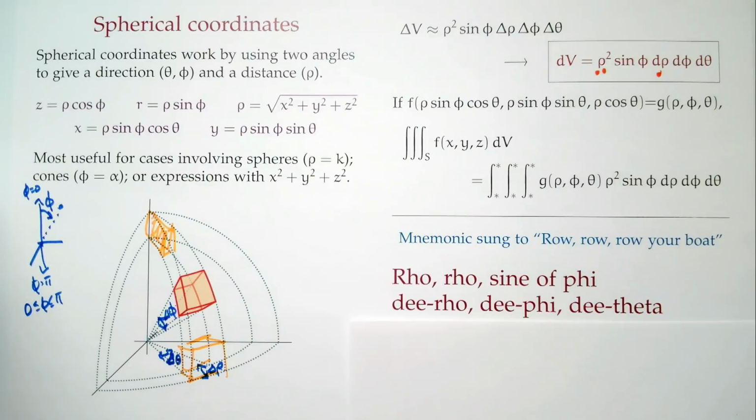So let's go. Rho, rho, sine of phi, d rho, d phi, d theta.